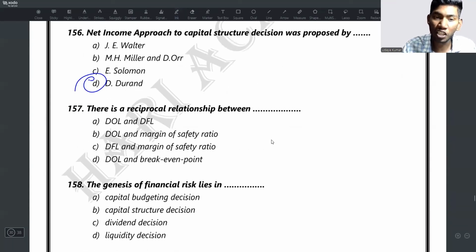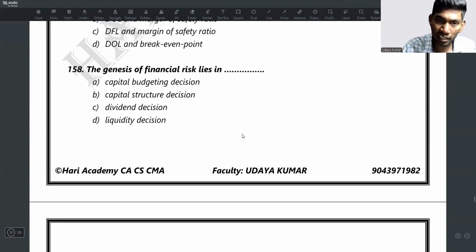So 157. There is a reciprocal relationship between whom? DOL and DFL, degree of operating leverage and degree of financial leverage. Then only, ultimately, it's for combined leverage. Okay. So the genesis of financial risk lies in which one? Financial risk lies in the capital structure decision, because financial risk does not lie in capital budgeting, because there you are utilizing the funds. While raising the funds, the financial risk arises. So capital structure decision. Okay.